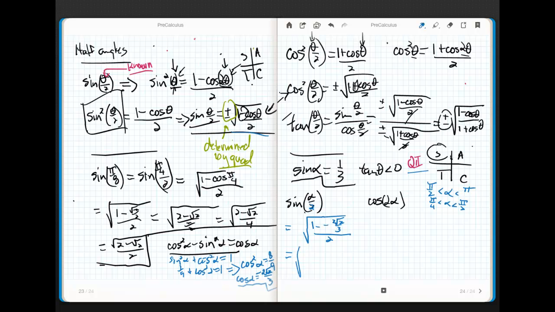So let's see, what do I end up with? The square root of 1 plus 2 root 2 thirds over 2. Now, I'm not going to bore you with the algebra. We'll do a whole bunch of this. I find my common denominator of 3, and then I multiply by 6, etc., etc. Let's do cosine of 2 alpha.